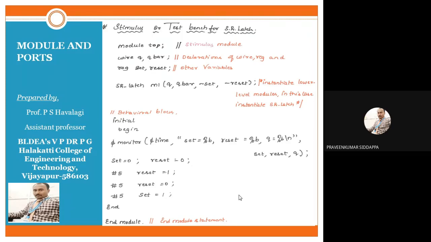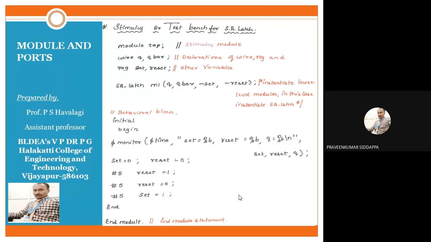In your Verilog code, we have written input set comma reset. For an SR latch, there should be two inputs: one is set and another one is reset. But if you want to initialize the same thing in the test bench, we write them as registers. Those should act like a register. Don't call them by the same name, inputs. Input should be written in Verilog code, but in the test bench those should act like a register. So we write reg set comma reset.